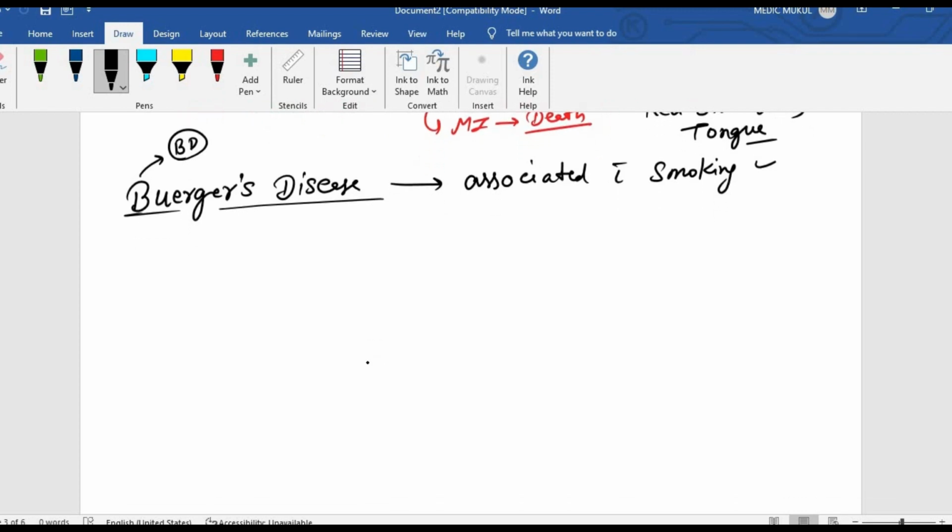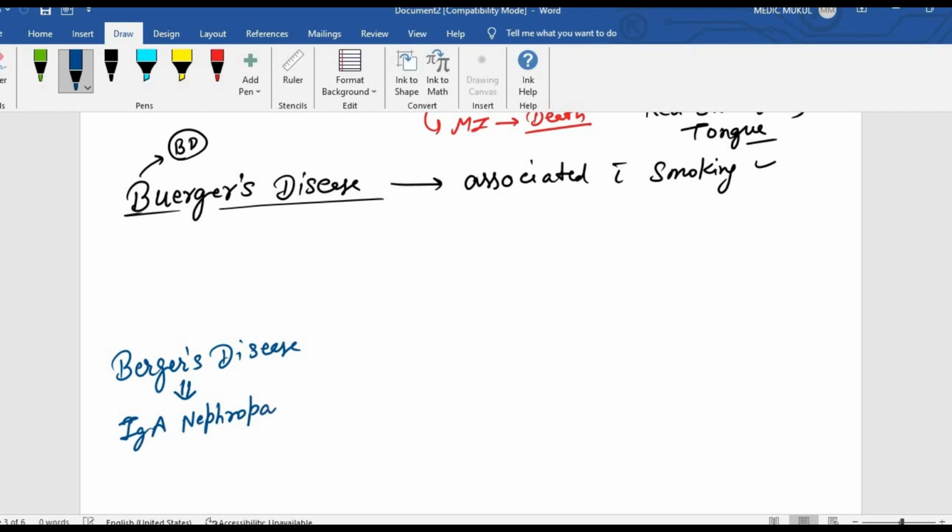And also remember, like the burger, we have Berger's. See, Berger's disease is IgA nephropathy. It is not vasculitis. It is nephropathy. You can remember it as Berger disease. Then remember that they look similar.